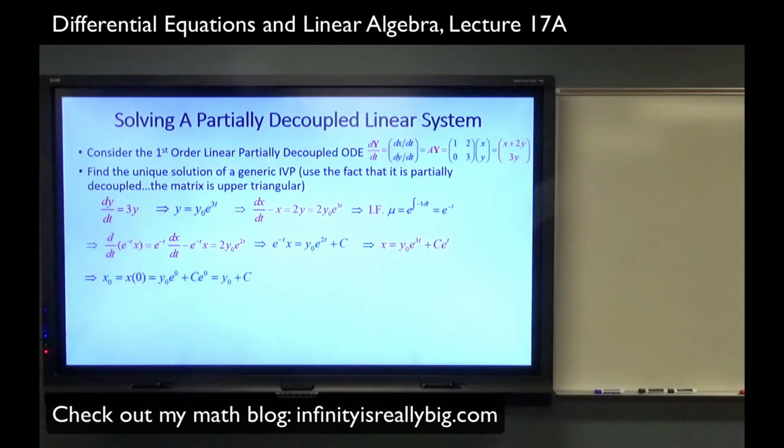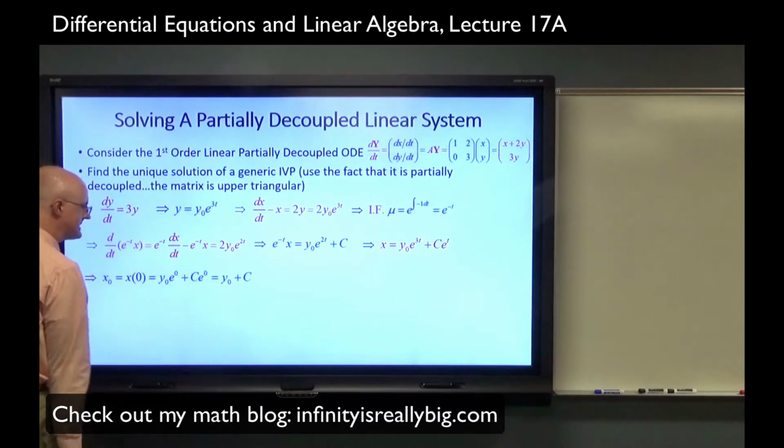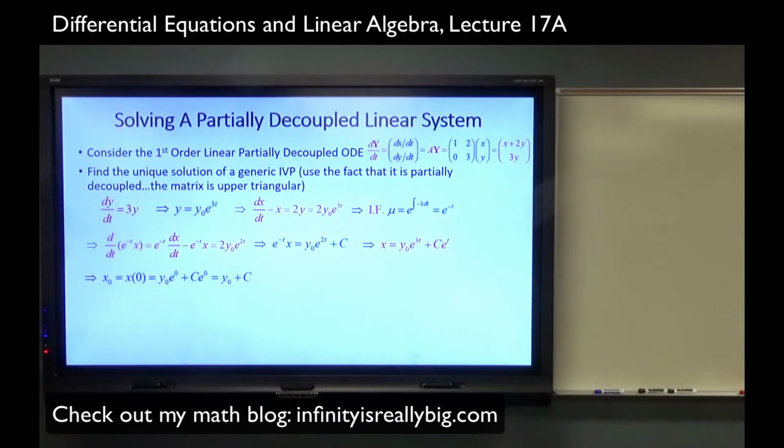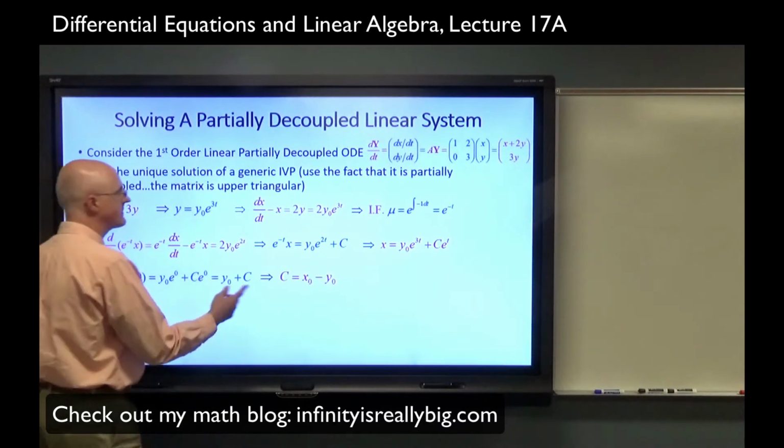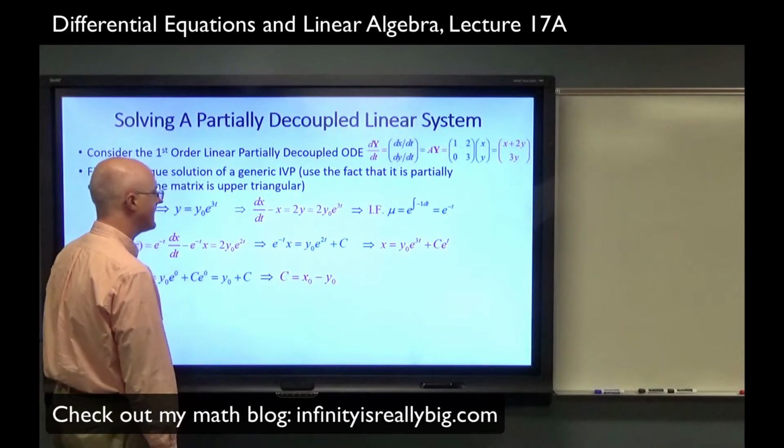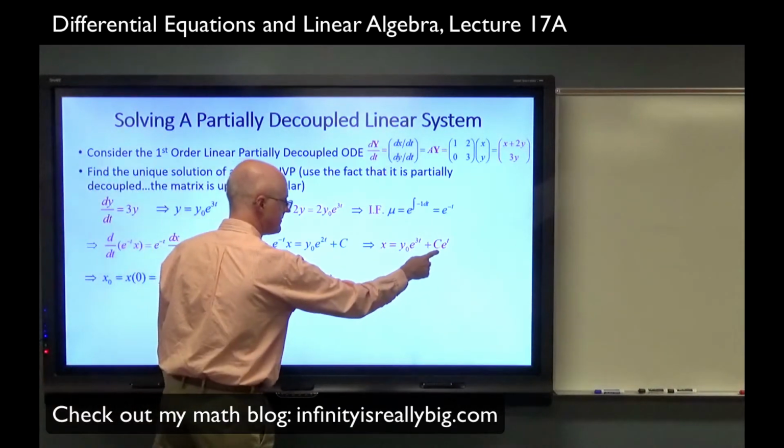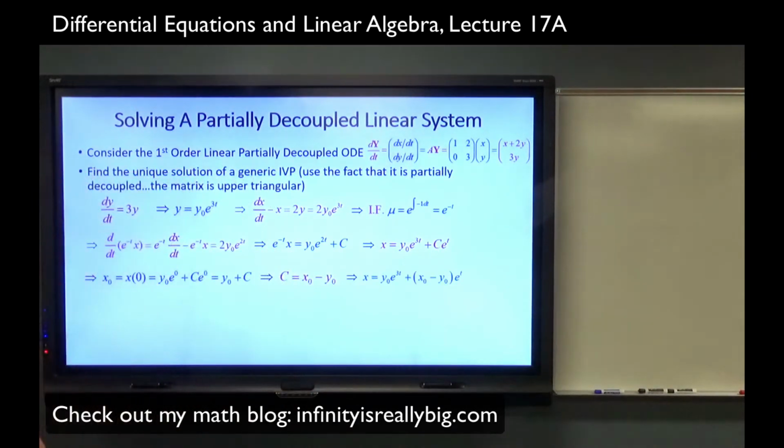Use your initial condition, x sub 0 equals x of 0. Plug in t equals 0. e to the 0 is 1. You get y0 plus c. Now subtract y0 from both sides. c must be x0 minus y0. And now I can plug that back into the equation that I got for x right over here in place of c. So x is this.